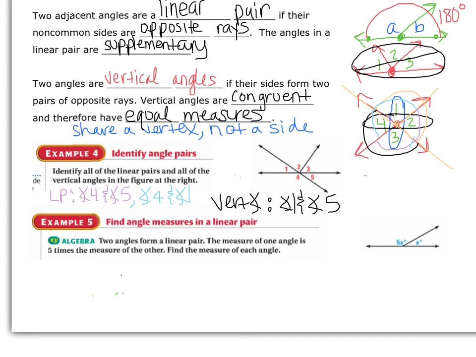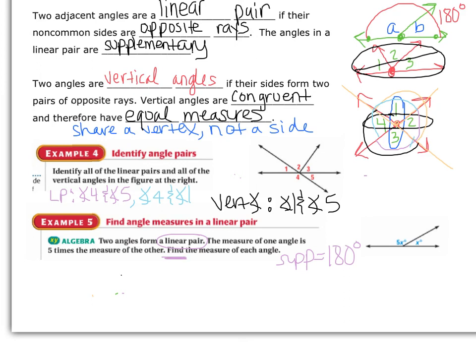In example 5, you'll see what I'm talking about now. Look what happens. We get x's, our favorite. Two angles form a linear pair. So they're telling you right here. So vocabulary, linear pair. You know, because I just told you up here, and you've got to have this memorized, that linear pairs are supplementary. So they're supplementary, which means they're 180 degrees. This one says two angles form a linear pair. The measure of one angle is 5 times bigger than the measure of the other. Find the measure of each angle.